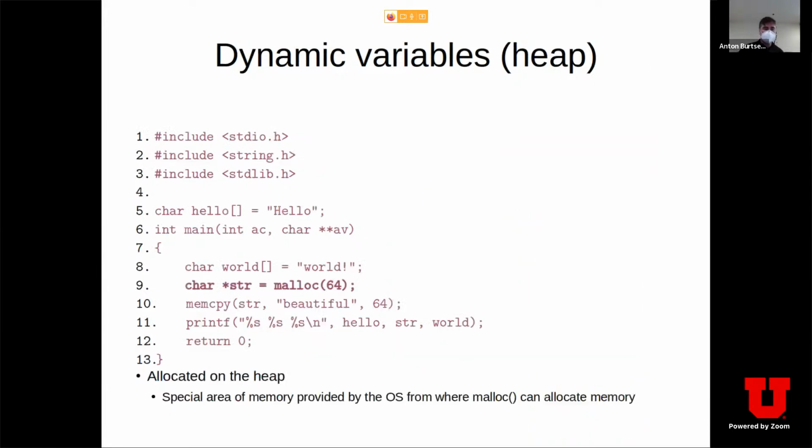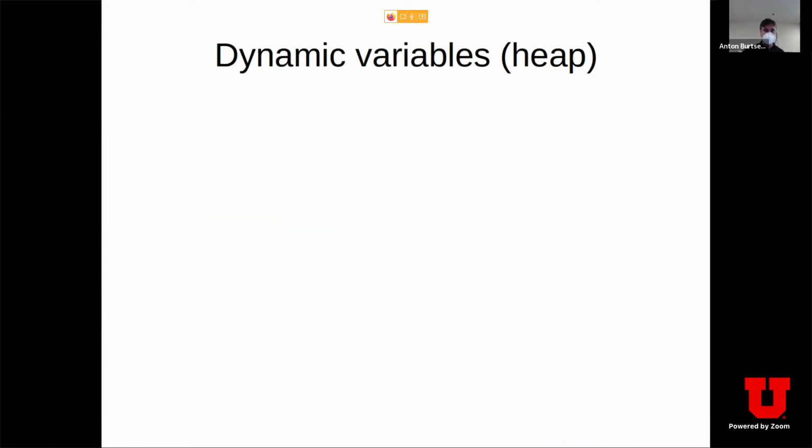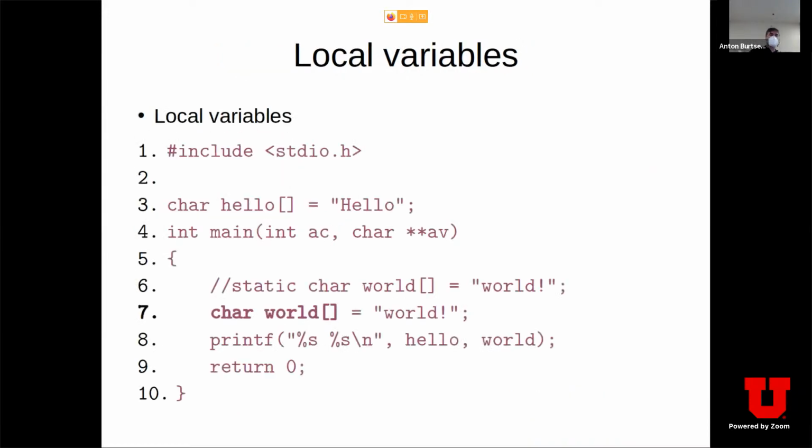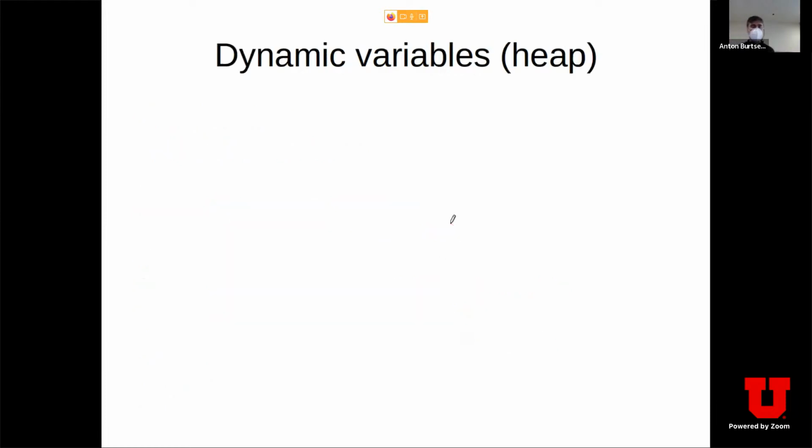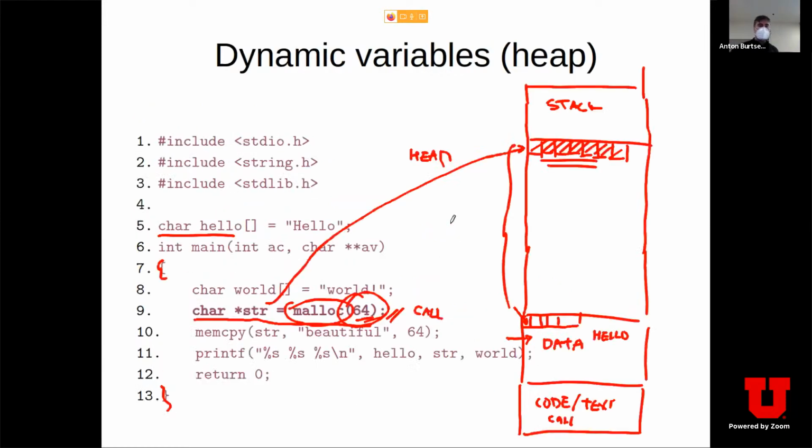And finally, what we need to understand is local variables. As I was saying, if you drop this static specifier, then this variable world, which is an array, will be allocated on a stack. So remember my picture here. So you have data section, code section, heap, and the stack itself. So that world, which is here as well, will be allocated here, right?